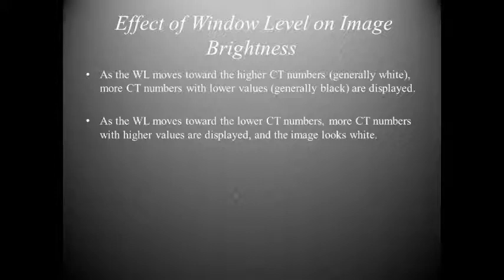So the effect of window level on image brightness. Once again, remember that window width is contrast. Window level, that's your brightness control. Okay, so as the window level moves toward the higher CT numbers, generally white, more CT numbers with lower values, generally black, are displayed. So if we have a scale, and this is white and black, and the window level is supposed to be the center point, and if you move it more towards the white, this means that there's going to be more area underneath, which is going to correspond to black.